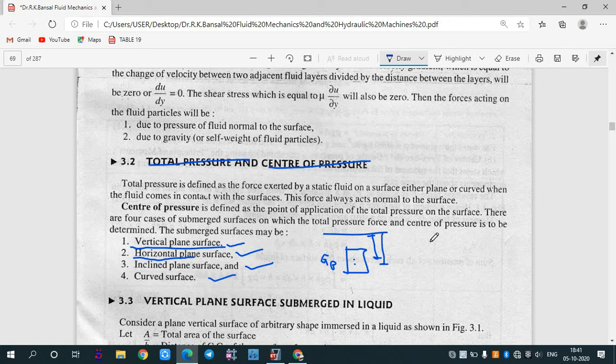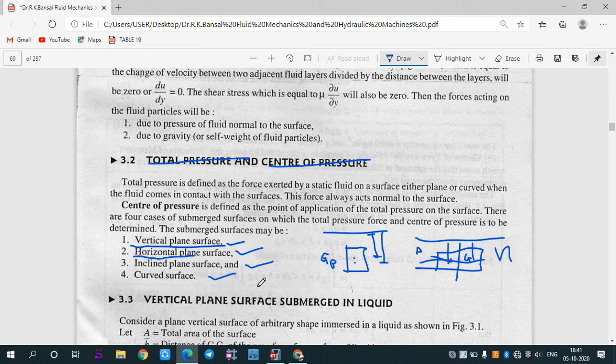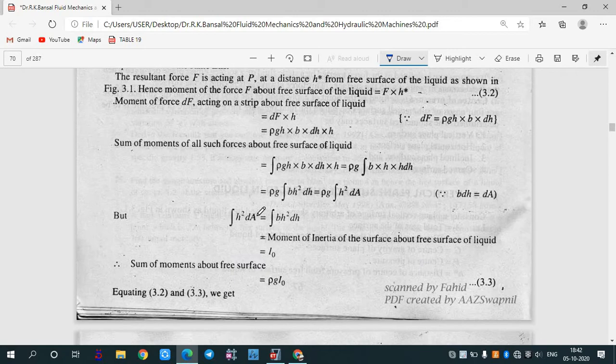But in the case when the surface has been placed horizontally, suppose this is the horizontal surface. What will happen? The center of gravity, suppose this is your CG point. Suppose on this line only you have your pressure point. As you know, this height is the same. So in this case h star will be equal to what? The height from the free surface only. In the derivation you can clearly see that.